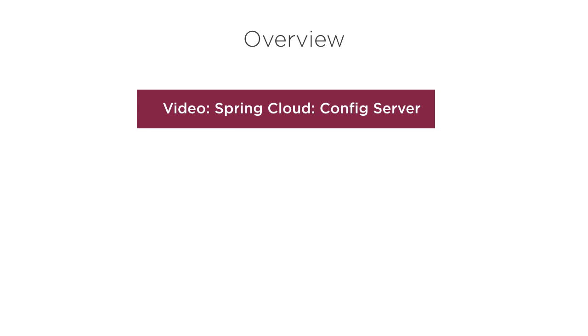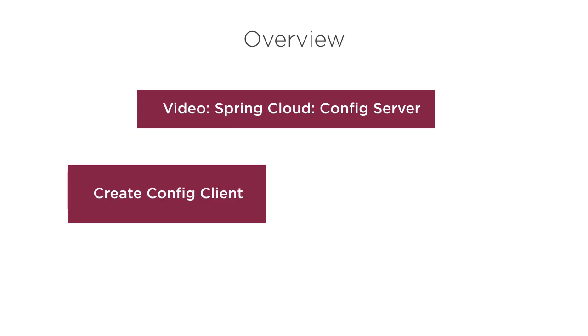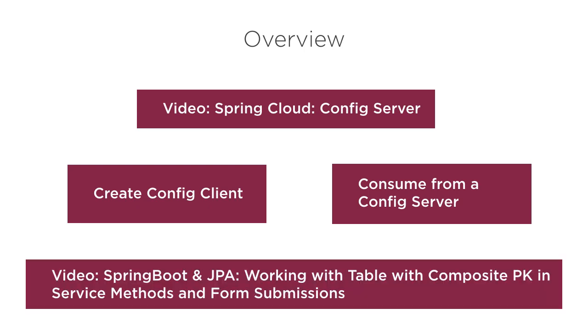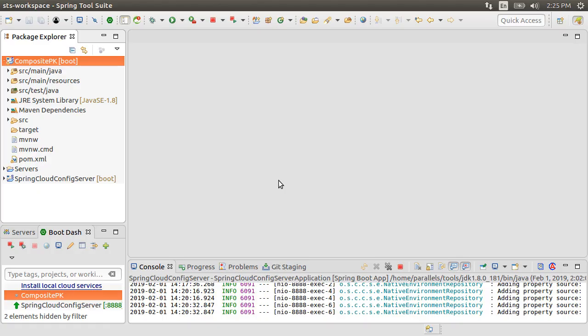Please watch it to get up to speed. In this video, we will see how to create a config client which can consume information from the config server. We will be using a previous Spring Boot project we had created, Spring Boot and JPA, working with table with composite PK in service methods and form submissions. I wanted to show you how easy it is to switch from a local property file to a Spring config server for an app to get its properties.